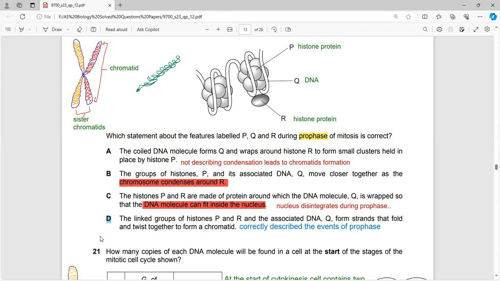The link of the group of histone protein, P and R, and the associated DNA molecule form the strand that folds, twists together and forms the chromatid. So this is exactly describing what is happening in the prophase of mitosis. First they coil around each other and produce long strands, and these long strands make the chromatid of the chromosome. So D is our correct option here.